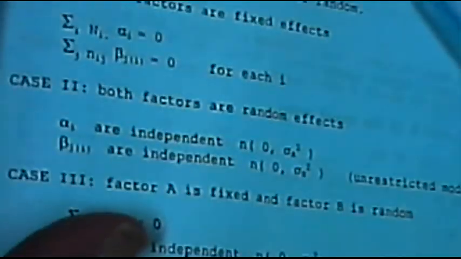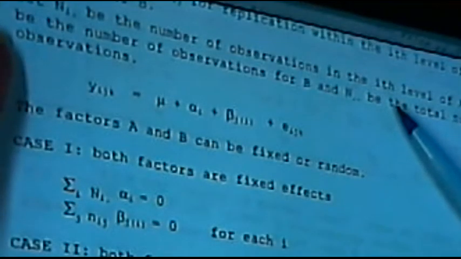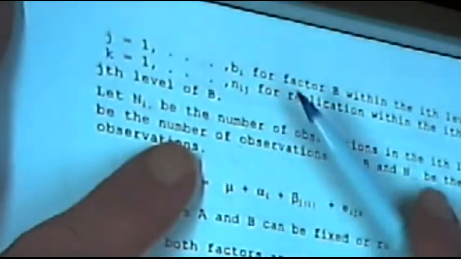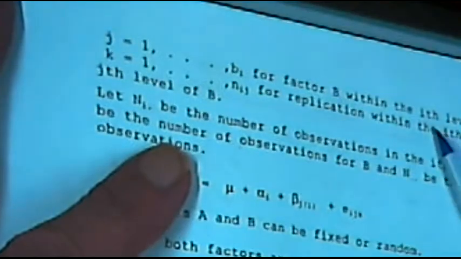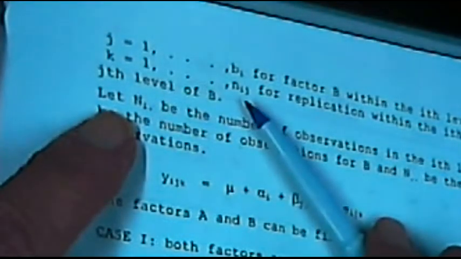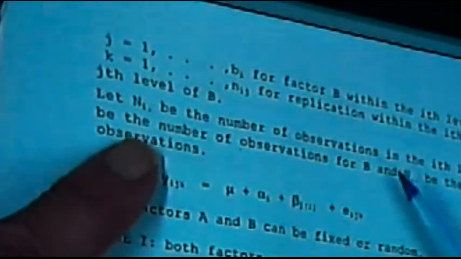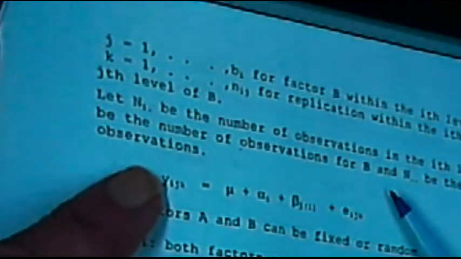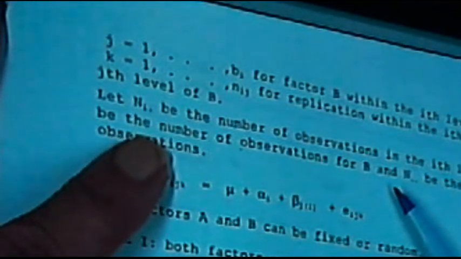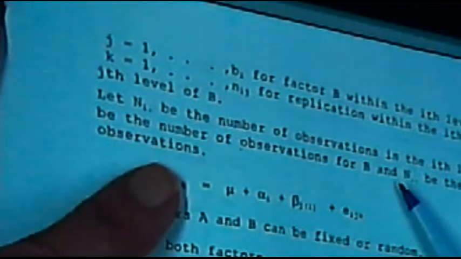So here's the notation. I goes 1 to A, for factor A. J goes 1 to B_i, for factor B within the ith level of A. K goes 1 to N_ij, for the replication within the ith level of A and the jth level of B. N_i dot is the number of observations in the ith level of A.